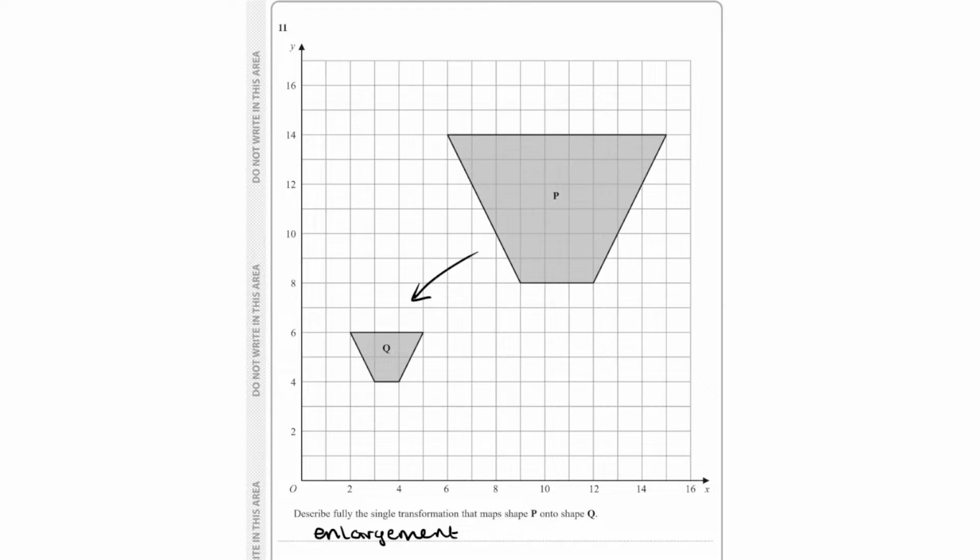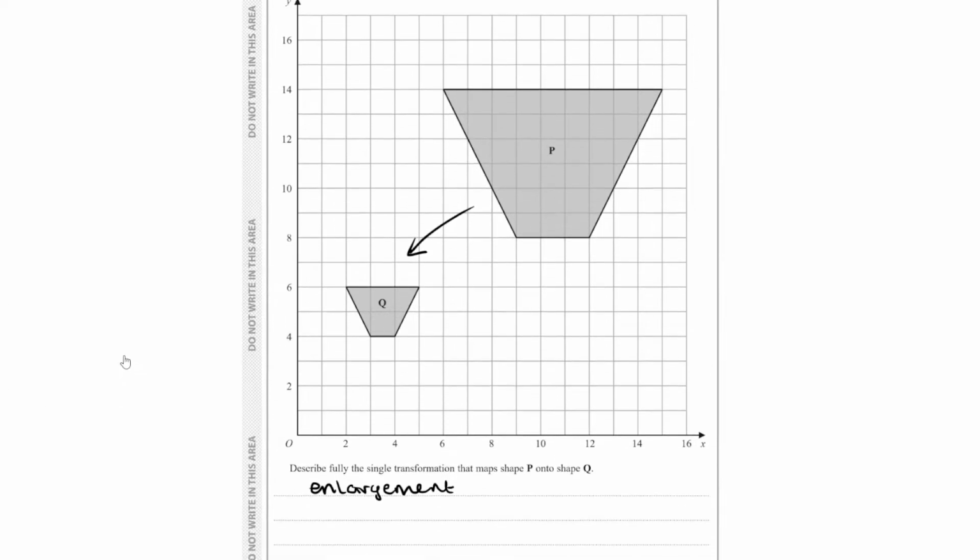Now if I scroll down a bit so you can see the marks. 2 marks. So obviously enlargement is one of those marks, but you also have to mention some more details about the enlargement. So information that we can give about an enlargement is, as I mentioned, the scale factor. How much has it either got bigger or smaller by? And also the centre of enlargement, because we've got these axes. So that's 2 more pieces of information we now need.